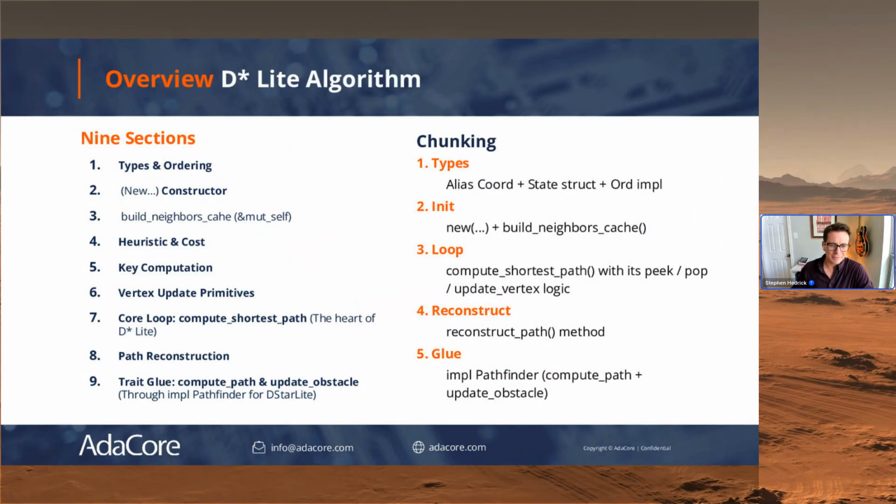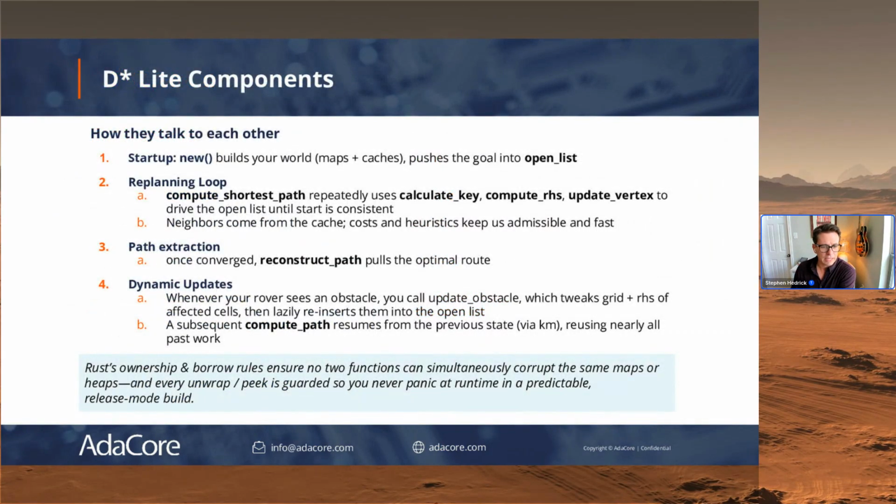Just to simplify it, in the spirit of presenting the information and not overwhelming the conversation, I've broken the implementation into 9 distinct sections, and even further down into these intuitive chunks where we outline types, init, loop, reconstruct, and glue, and how these different components talk to each other. So as I've mentioned, the startup new builds the map using the data we fed to it. It pushes the goal node to the open list. Then the replanning loop drives the open list until start is consistent.